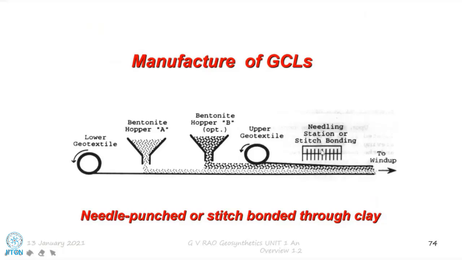The same needle punching could be done, or the process of stitch bonding could be done. Stitch bonding means stitching by multiple head stitches, and then once it comes out, it is wound up. That is one way of manufacturing GCL. So we have the lower geotextile, which becomes the backing, and bentonite can be placed in different layers, a different kind of bentonite can be placed, the upper geotextile is placed, and it is needle punched or stitch bonded, and then wound up into a roll.